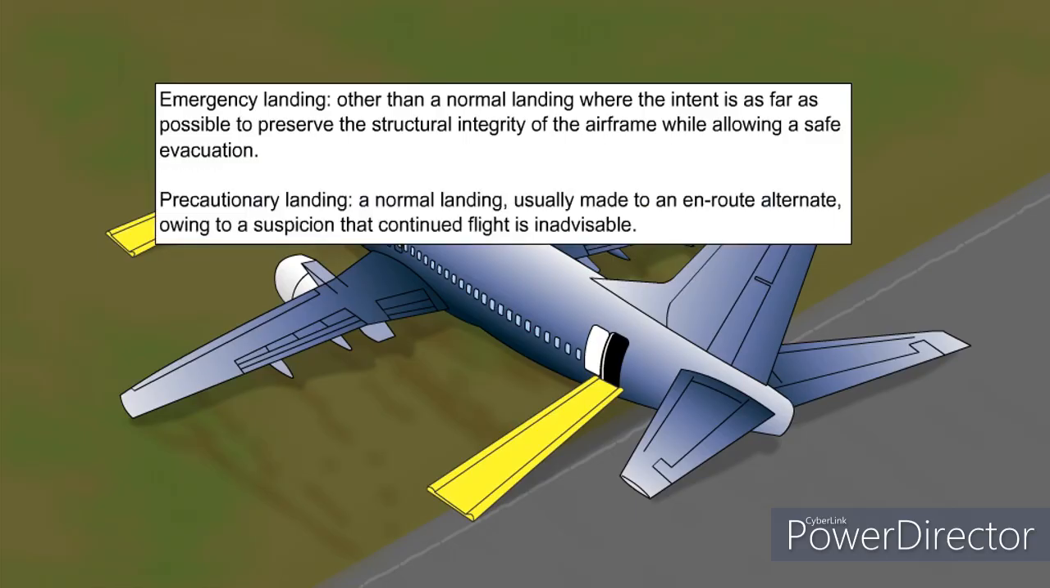A precautionary landing, on the other hand, does not carry the same level of urgency as an emergency one. It is a landing where there is a suspicion that continued flight is inadvisable. This event would probably generate a pan-pan call rather than a mayday. Such an event may be a fire in the hold that has been extinguished, but the extent of the fire damage is not known.